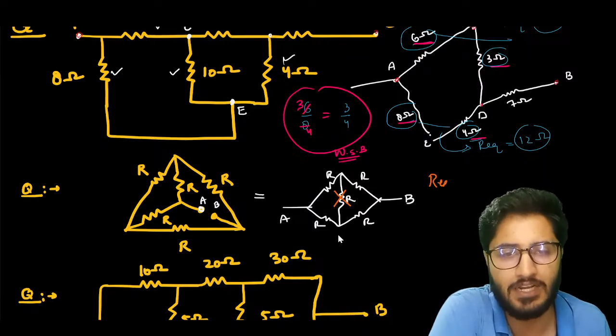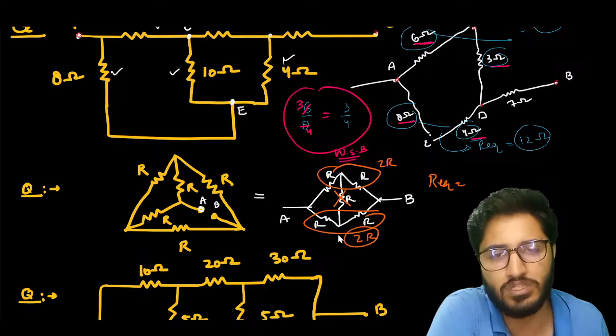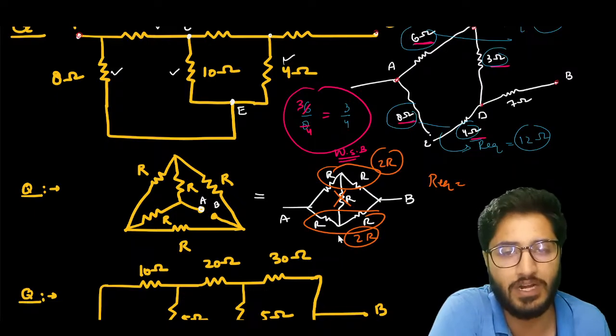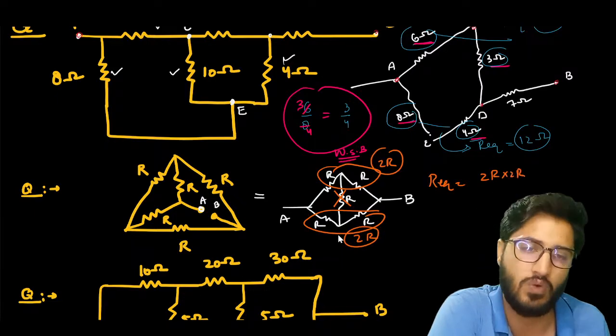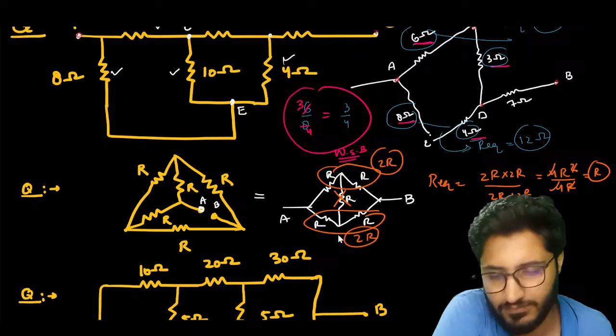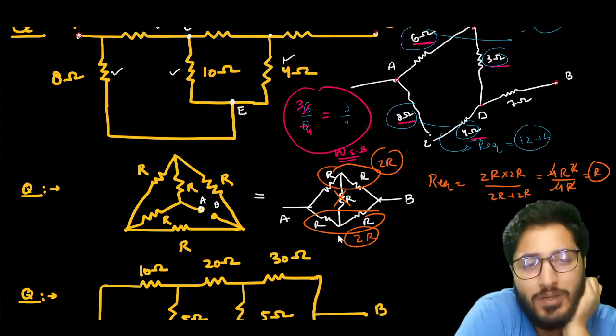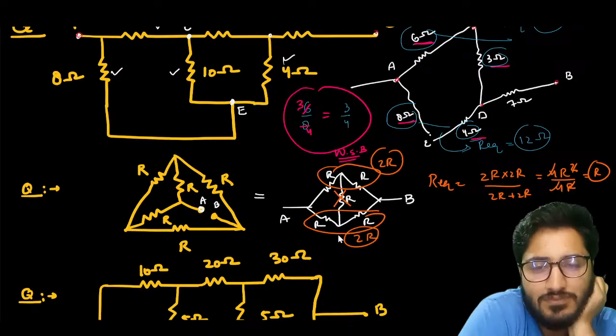So my R equivalent came out to be, look, R plus R, 2R. This 2R is what? Parallel. So you will write 2R into 2R divided by 2R plus 2R. It is 4R square divided by 4R. 4 cancels out, R cancels out. My answer is R. Okay. This is how you need to do your numericals, no?